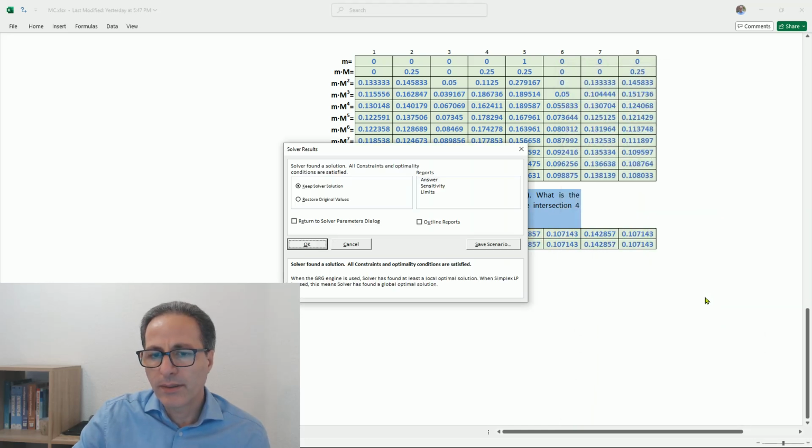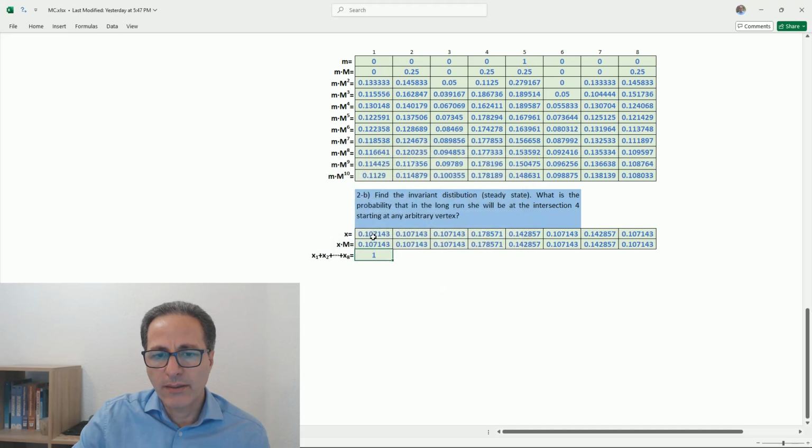Now we solve it, and you can see that the entries of the vector x are the same as x times M. So this x is the invariant distribution. And for answering by what probability she is going to be at intersection 4, we have it for intersection 4 in this column. So the answer is going to be this value. By probability, or by 17, almost 18%, she's going to be at intersection 4 in the long run.